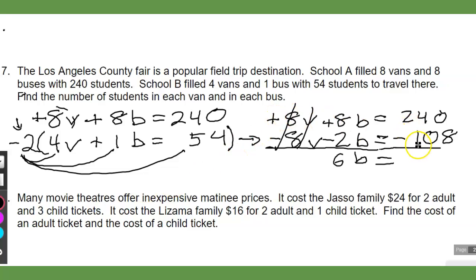So 240 minus 100 is 140. 140 minus 8, 132. So 6 buses take 132 students. So each bus, six goes into 13 2 times, remainder of 1. So 6 goes into 12 2 times, which means each bus can carry 22 students.